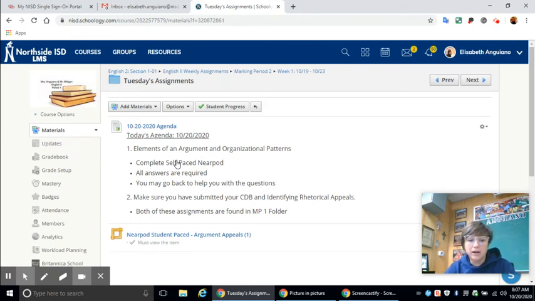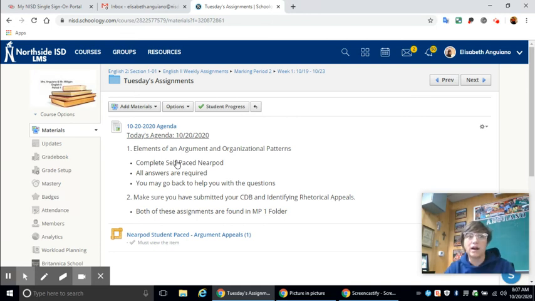So this Nearpod is going to take you through the elements of an argument, and then it's going to go through some different organizational patterns. So when I say organizational patterns, what I mean by that is, how is the essay set up? There are a lot of different types of essays, right? There's argument, there's classification, there's exemplification, there's a definition essay. There's a whole lot of different organizational patterns, and you don't have to write in that way the entire paper.